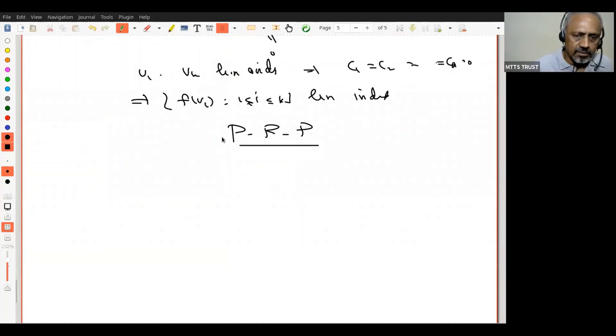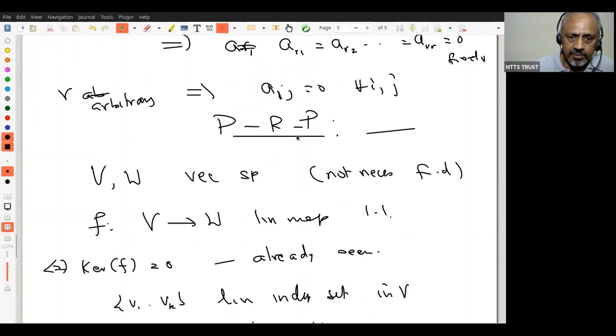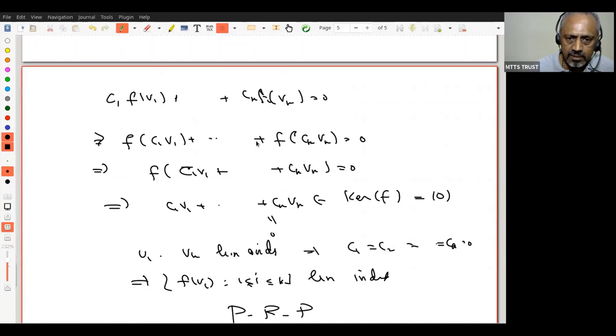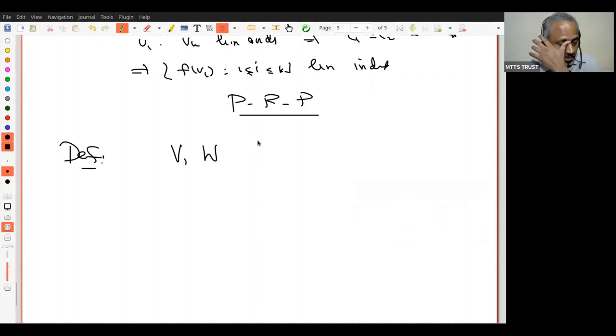Okay, very good. Now we want to make a very crucial definition. Notice that here I never assumed anything about dimensionality, even though the proof is linear. Any finite linear independent set is taken to a linear independent set by a 1-1 linear map, right? But okay, now suppose V and W are vector spaces. Then we want to define what is called a linear isomorphism.